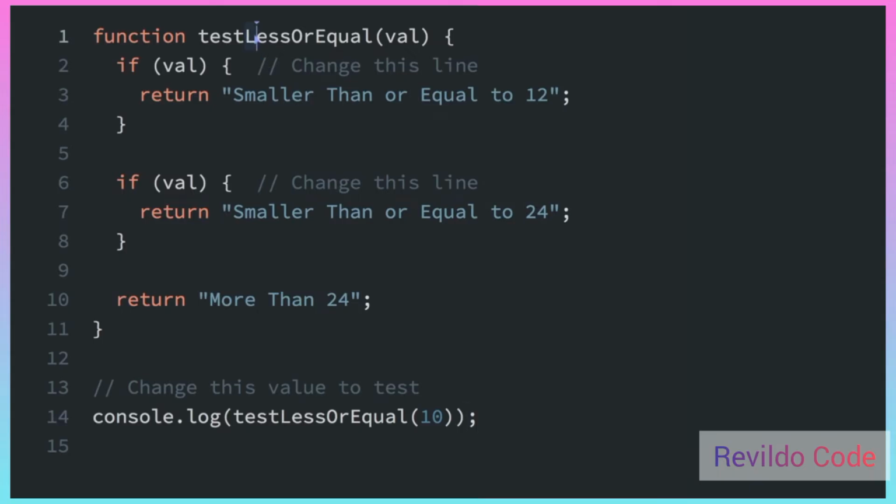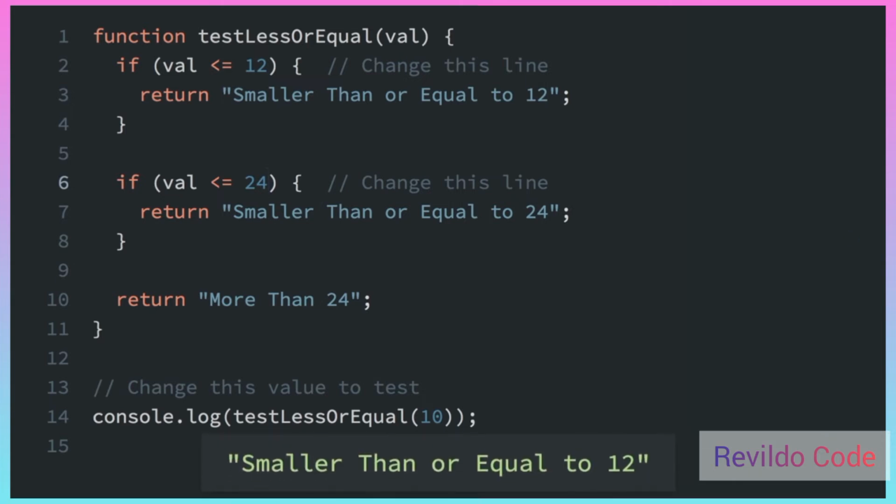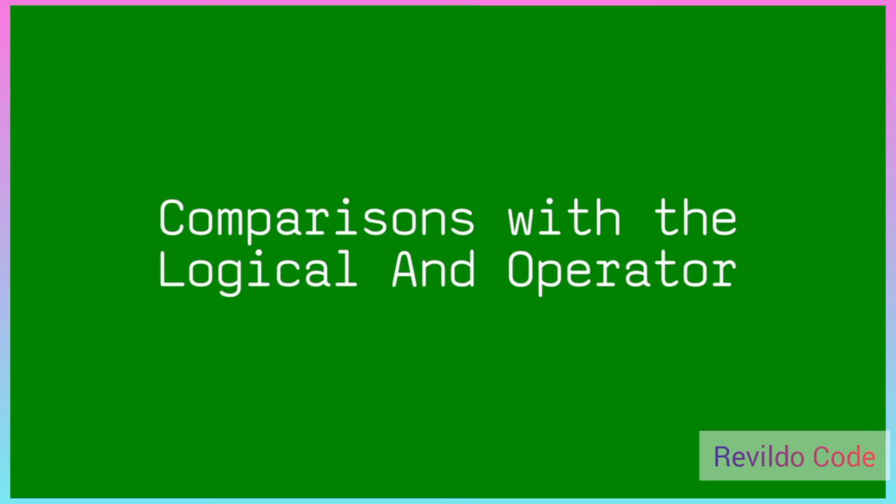And we also have the less than or equal to operator we can use in JavaScript. So here we're going to check if it's less than or equal to 12. So we just put the less than operator, 12. Oh, less than or equal. That's an important part. Here it's less than or equal to 24 to make this statement true. And if we run it, we see "smaller than or equal to 12", number 10 we passed in.